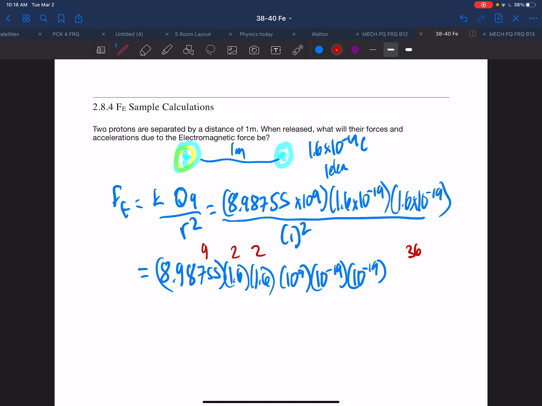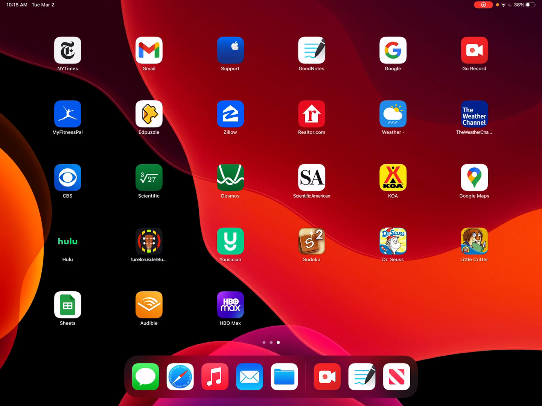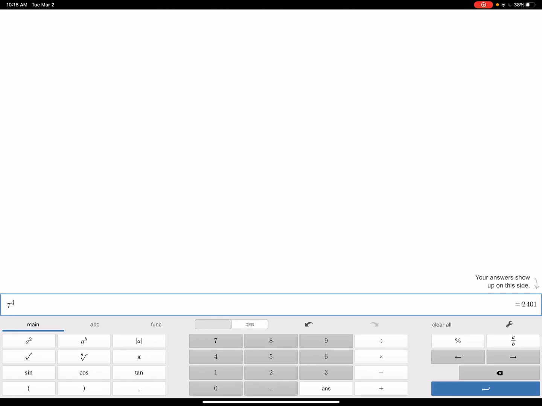10 to the minus 19th and minus 19th is 10 to the minus 38th. Plus 10 to the 9th would be 10 to the minus 29th. So we're looking at about 4 times 10 to the minus 29th, or 10 to the minus 30th newtons. That's what we should get when we do the whole thing out precisely, which we can do next.